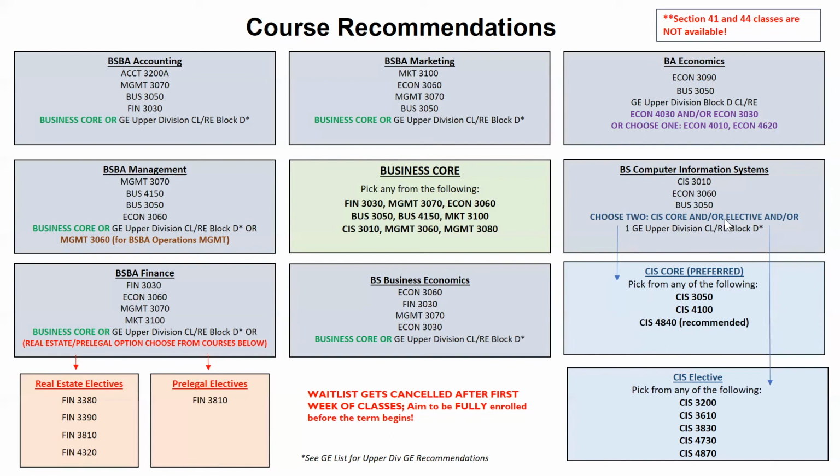And then you can pick 1 more. So you can pick another core or one from your elective, or even an upper division GE course in block D. Make sure it has the CL and RE. And we're going to be talking about how to select from the GE upper division courses on the next slide. So take it away, CJ.